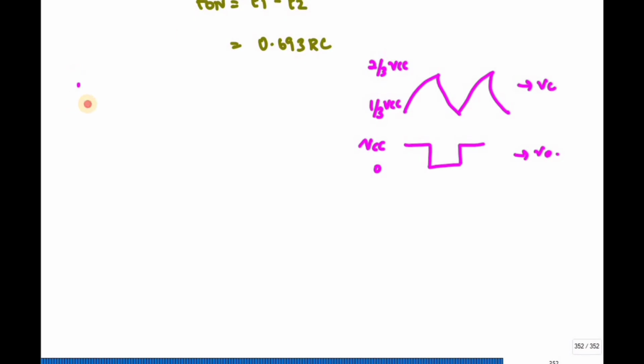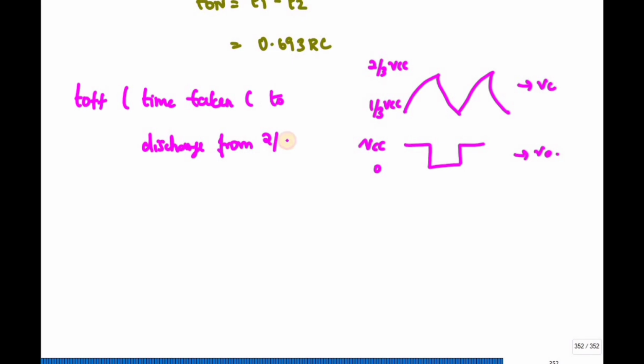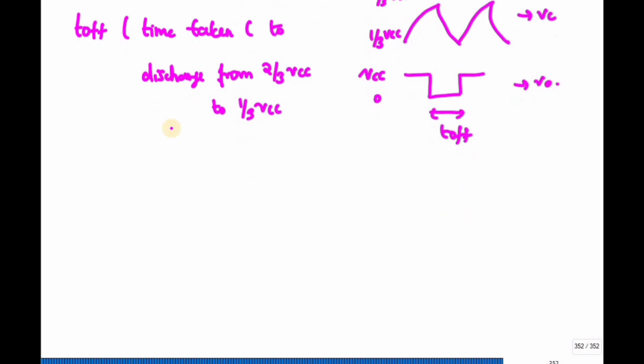T off is equal to the time taken for the capacitor to discharge from 2 by 3 VCC to 1 by 3 VCC. So let me take that, this one. This is nothing but T off. Okay. So I can write Vc of t is equal to V final plus V initial minus V final into e power minus t divided by Rc.